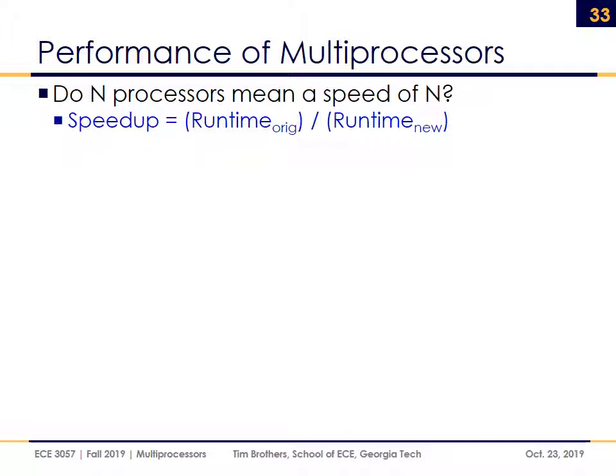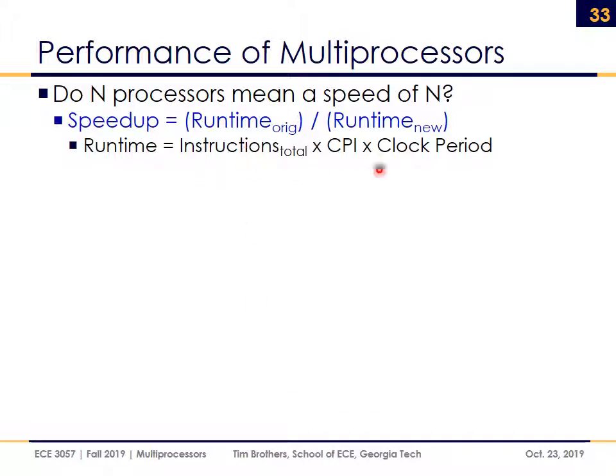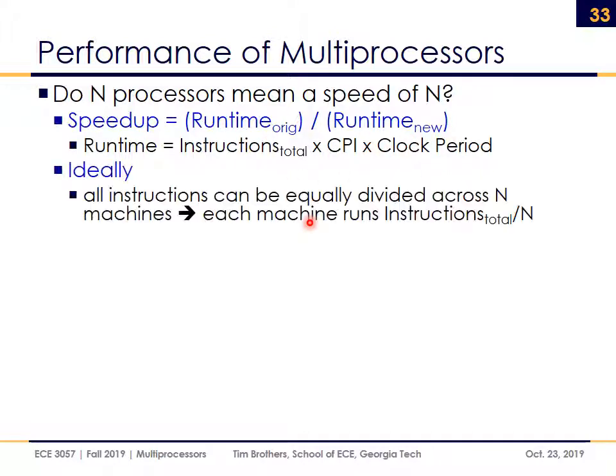Speed up is going to be equal to the runtime of the original divided by the runtime of the new. Runtime is going to be the instructions times the CPI times the clock period. Ideally, all instructions can be equally divided across n machines. Each machine runs instruction_total divided by n. But is this real world at all?